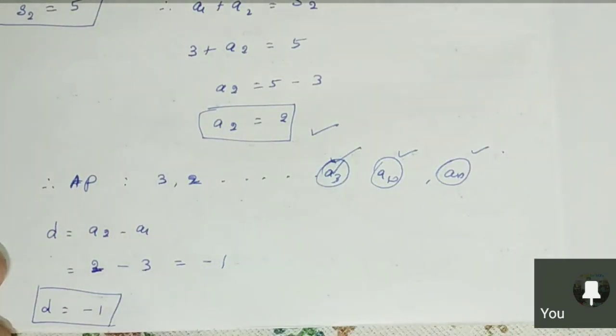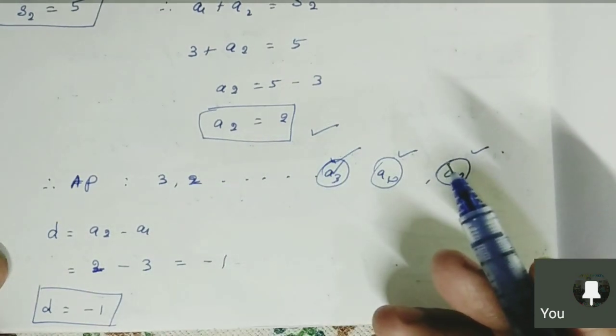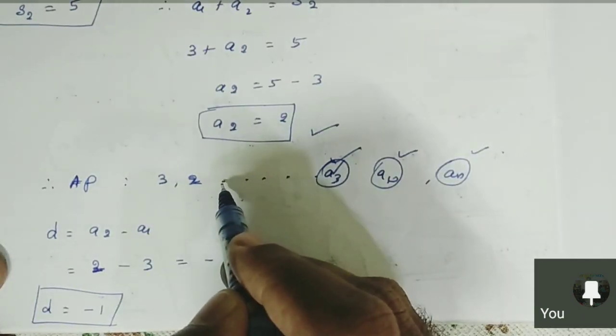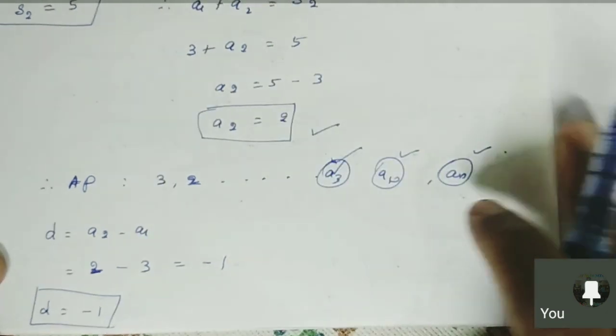Yes, sir. Now what is A3? Plus minus 1, sir. 2 minus 1, what is it? 1. So 1 is the A3 term. That's all. Are you clear or not? Yes, sir.